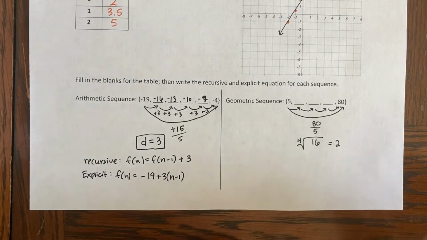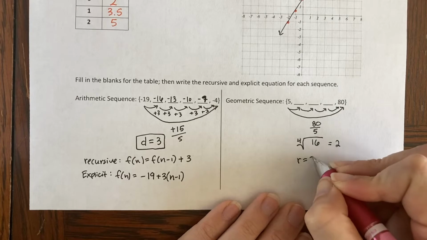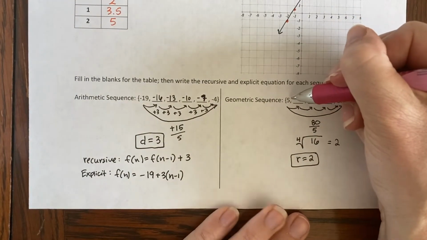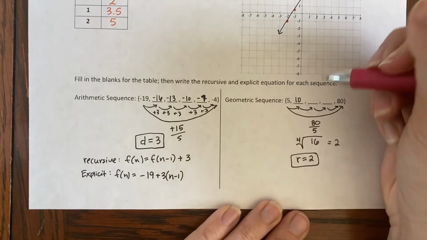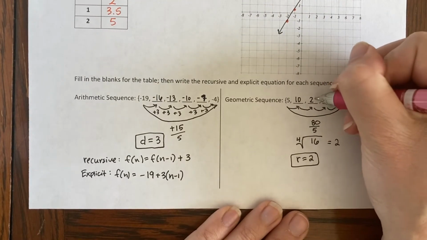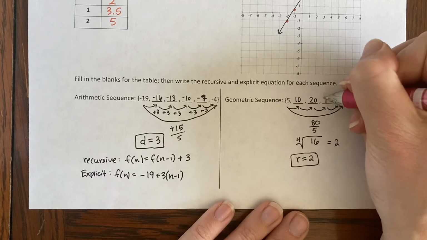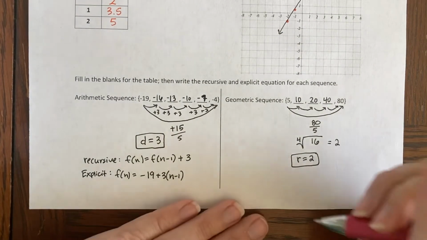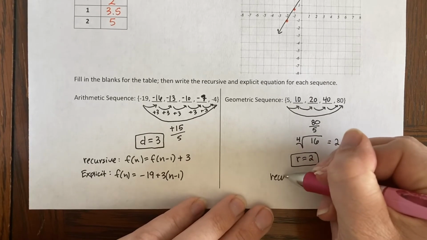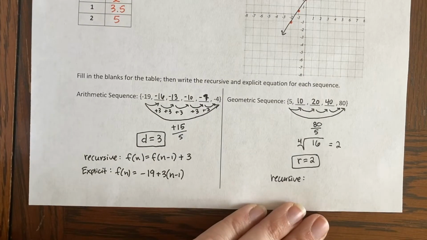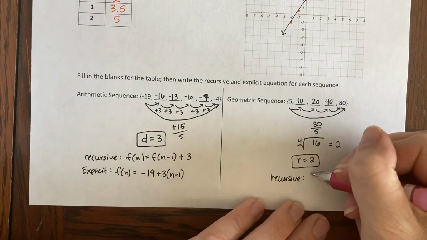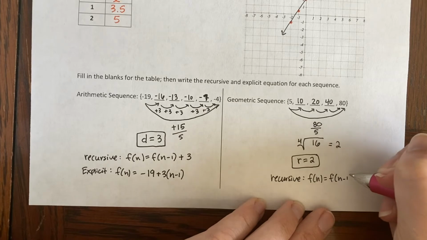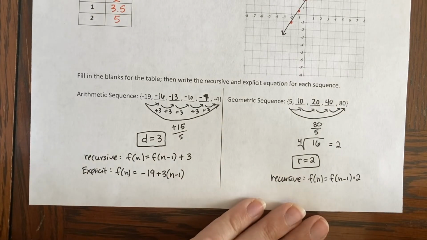I'm pretty sure it's a 2. R is 2. Let's test it. 5 times 2 is 10, times 2 is 20, times 2 is 40, times 2 is 80. If it asks for recursive, I would say f of n equals f of n minus 1 times by 2.